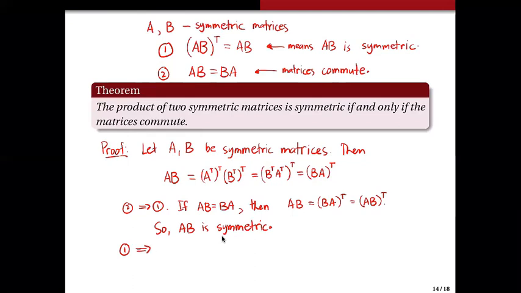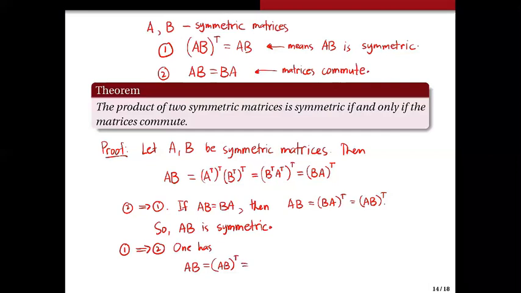Conversely, if we assume statement 1, we want to show that AB equals BA. One has AB, according to the condition in statement 1, equal to AB transpose.